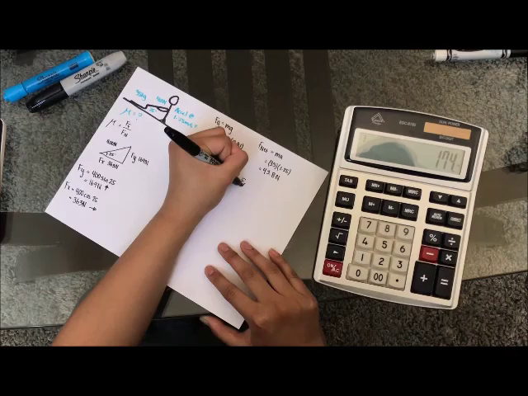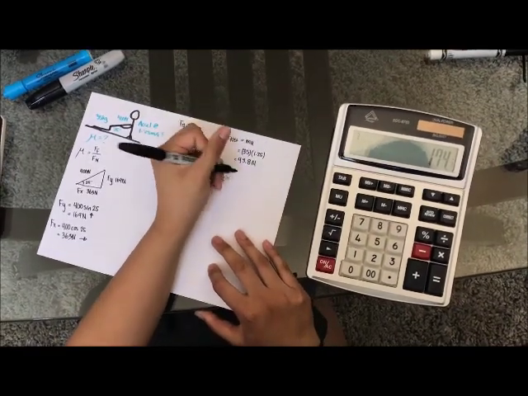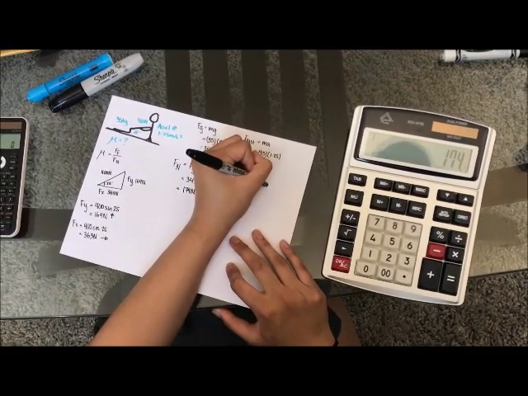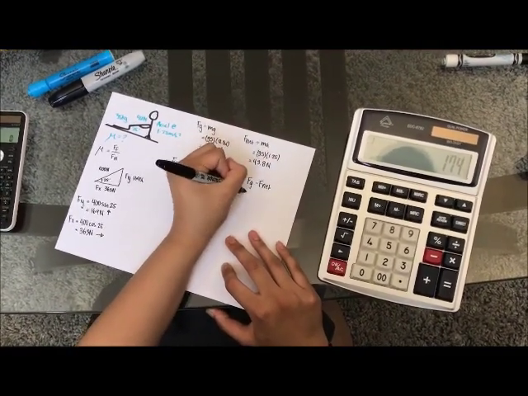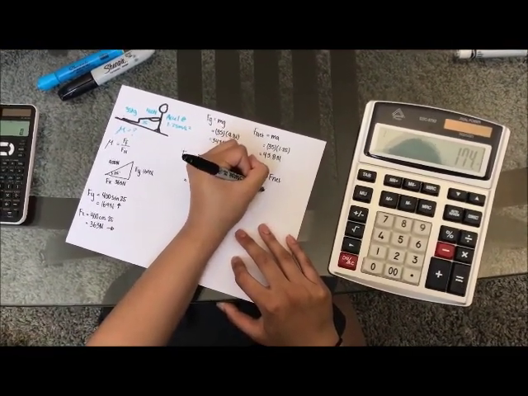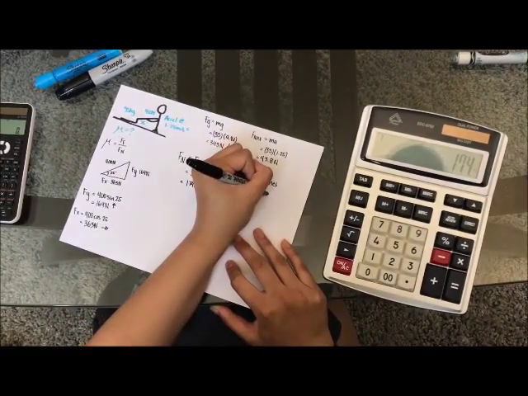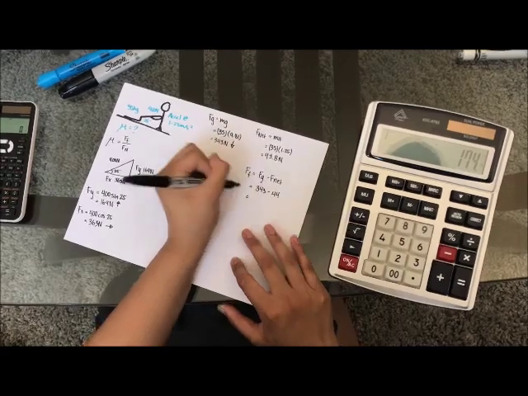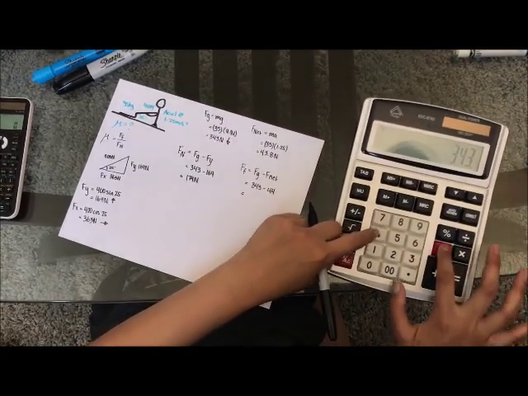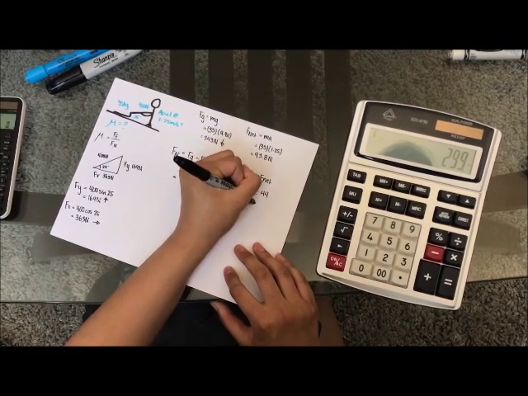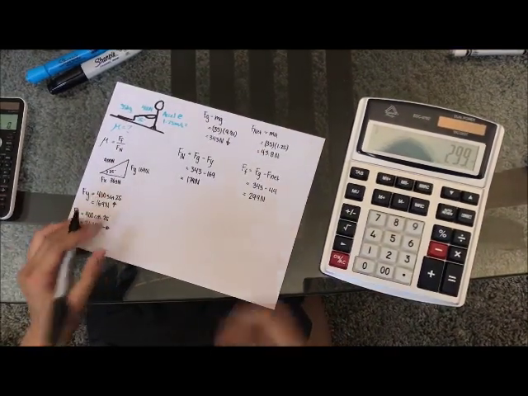To find our force of friction, we use our Fg minus our F net. This is 343 minus 44 with rounding. So we get 299 newtons as our force of friction.